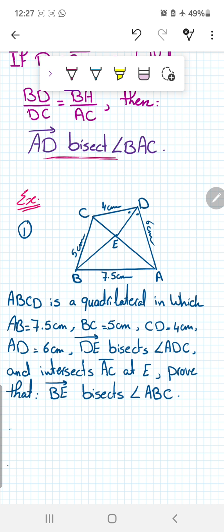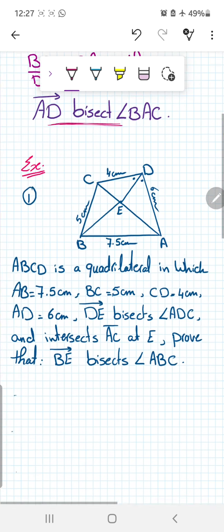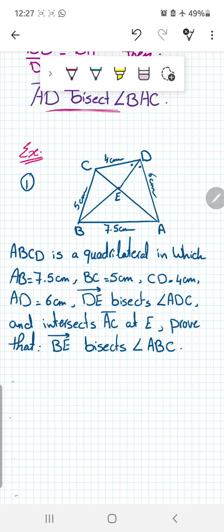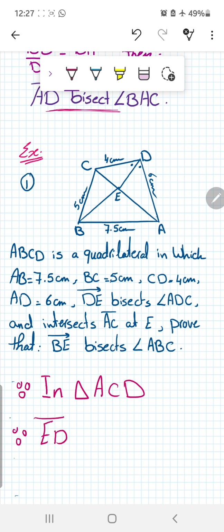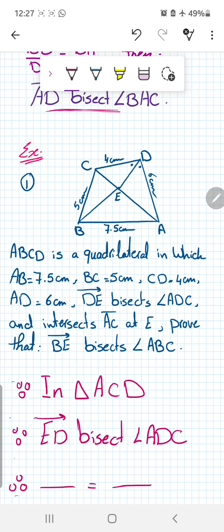And we have DE bisects angle ADC and intersects AC at E. Prove that BE bisects angle B. Since first we have a bisector, which is DE, write the ratio. Since in triangle ACD, ED bisects angle ADC, we get the ratio.